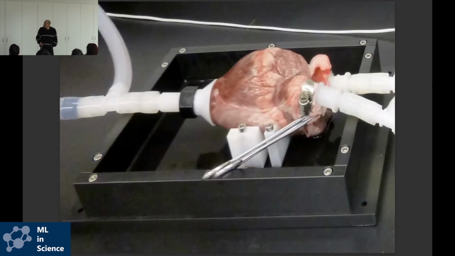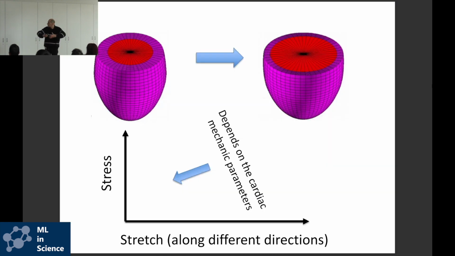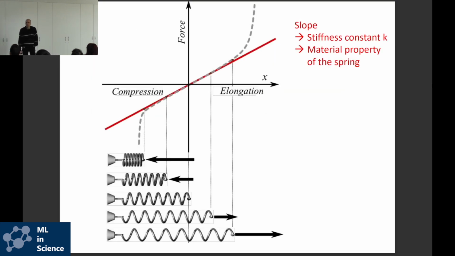Now, in the lab, you could measure that by pumping blood into the heart, and then you are looking at how the heart muscle expands, how the left ventricle expands. And you can measure the stress as a function of stretch. That is similar to a simple spring, which you know from high school physics. It's a simple law between the stretch, that is the expansion or the compression of the spring, and the force, that is stress. And in a simple regime, it's just a linear relationship.